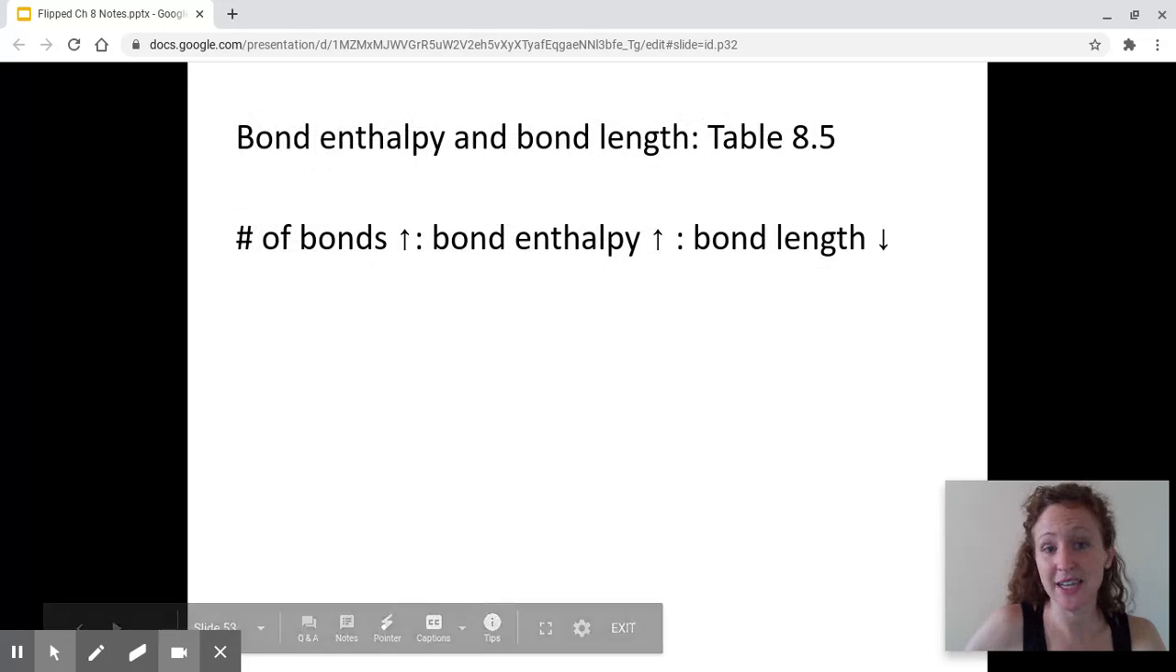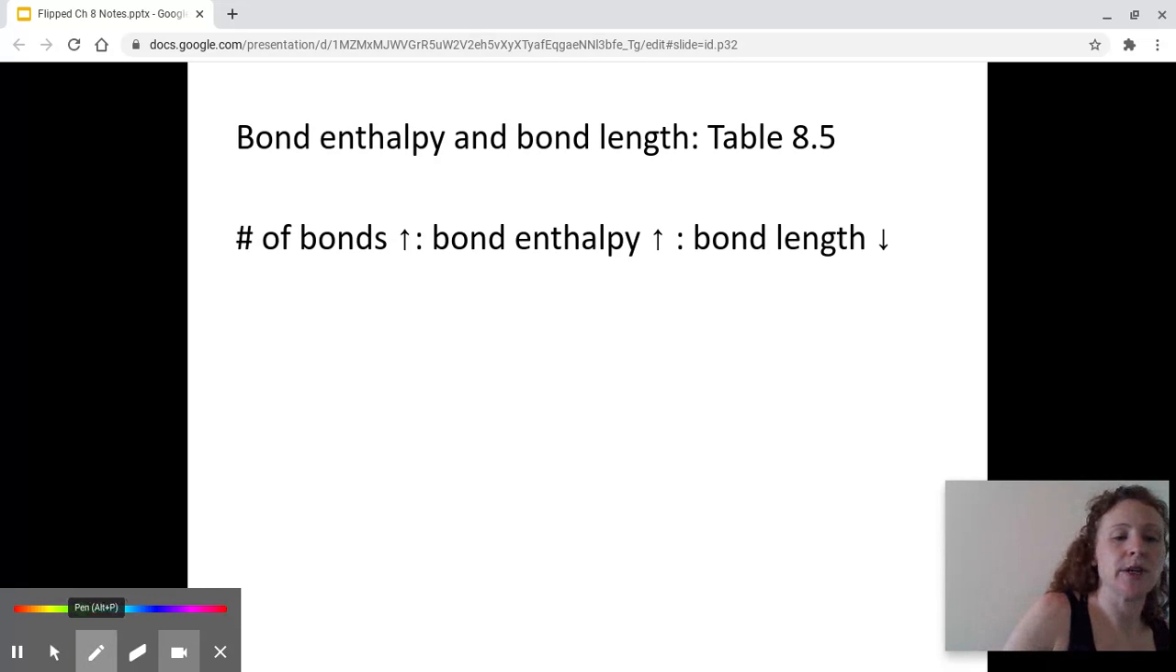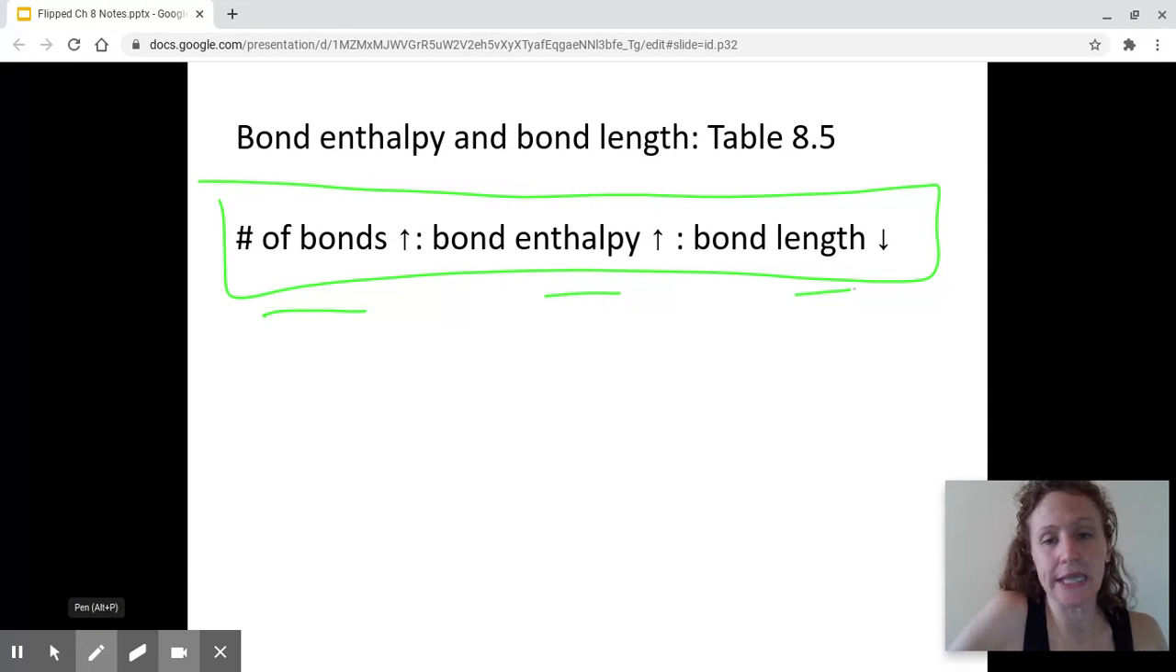And that is our chapter 8. Here's a pretty good summary of what we were just talking about. The number of bonds, bond enthalpy, and bond length are all related. That's chapter 8. We're going to just keep on trucking and go into chapter 9 now.